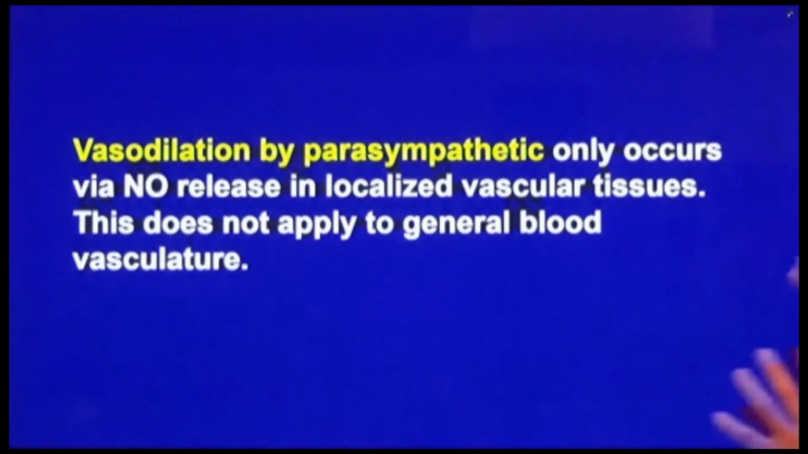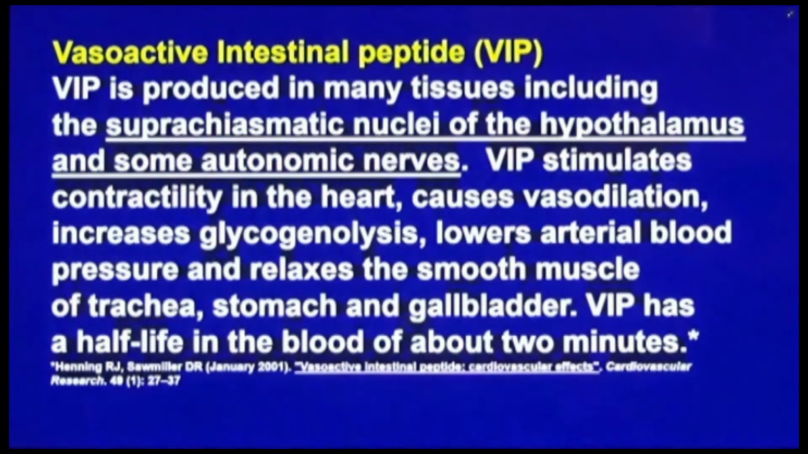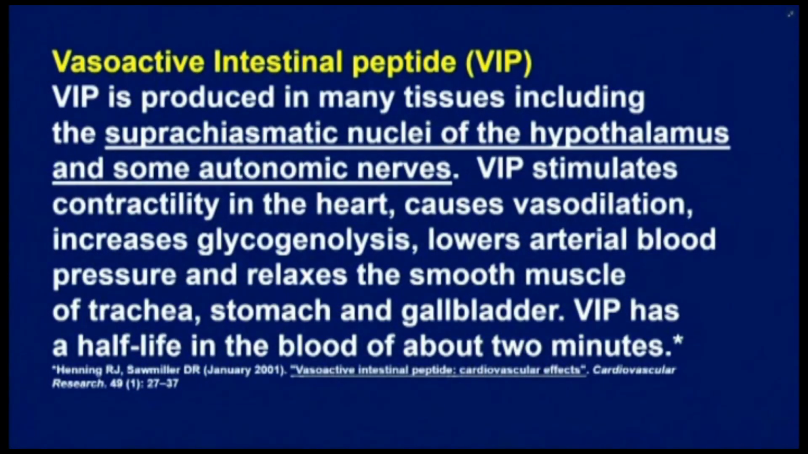Vasodilation by the parasympathetic only occurs in certain nitric oxide released local vascular tissues. It wouldn't explain the systemic hot flush which many women suffer from. On the other hand, vasoactive intestinal peptide, VIP, is produced in many tissues, including the suprachiasmatic nucleus of the hypothalamus and some autonomic nerves. VIP stimulates contractility in the heart.